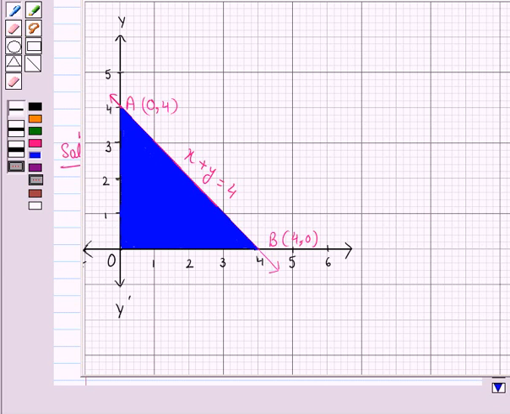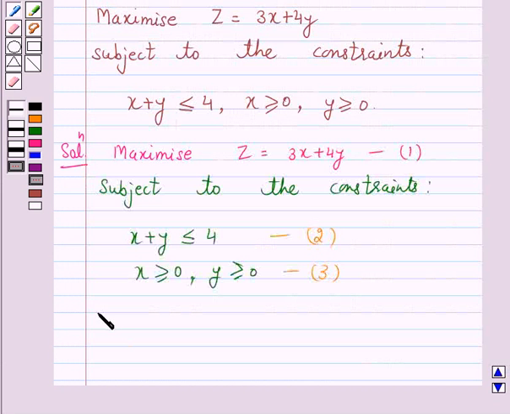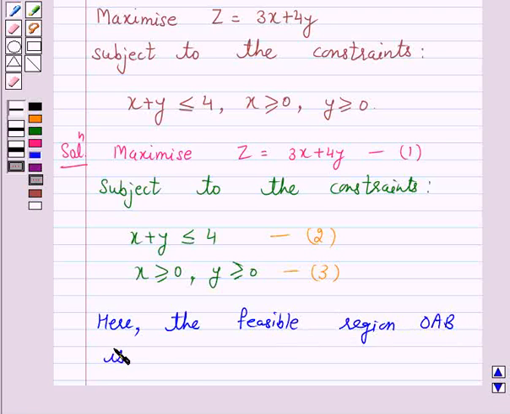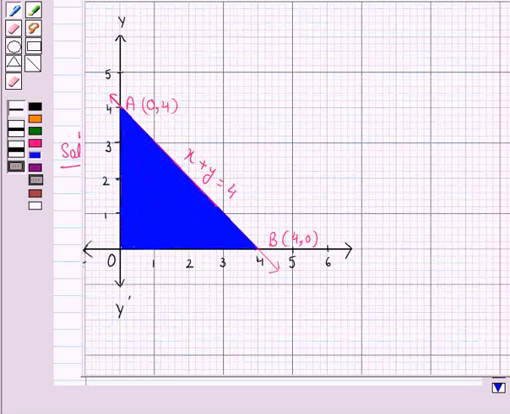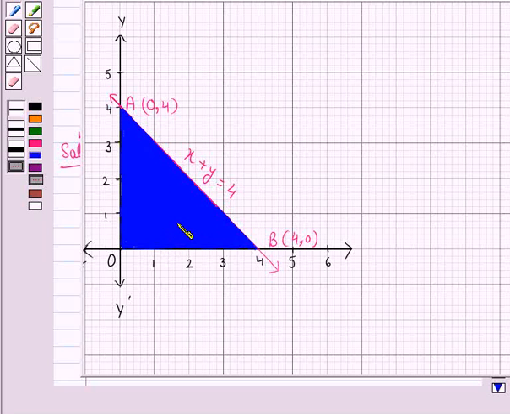Now again a feasible region of a system of linear inequalities is said to be bounded if it can be enclosed within a circle. So here the feasible region OAB is bounded. Now, there is a theorem which states, let R be the feasible region for a linear programming problem and let Z = ax + by be the objective function. If R is bounded, then the objective function Z has both a maximum and a minimum value on R, and each of these occurs at a corner point of R.